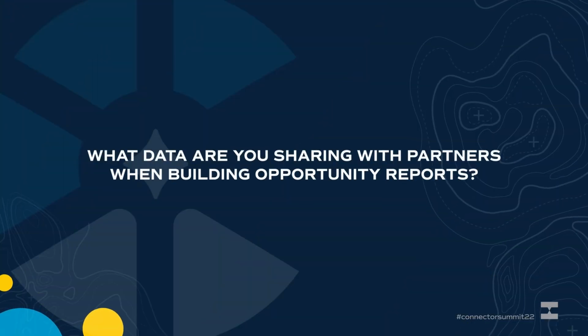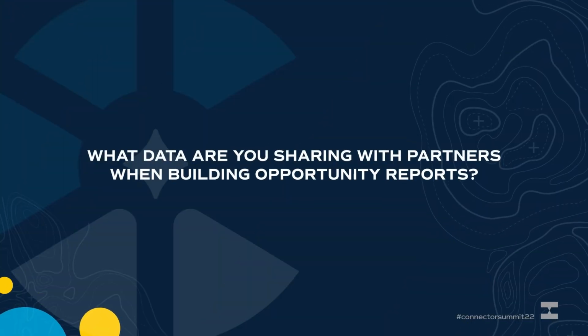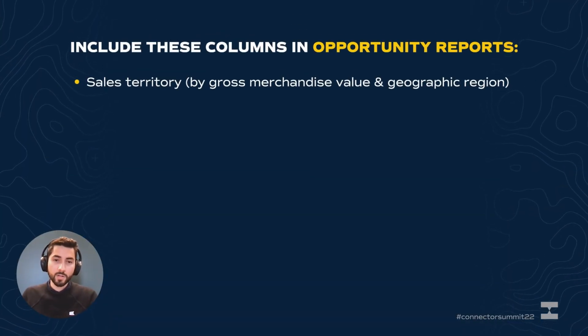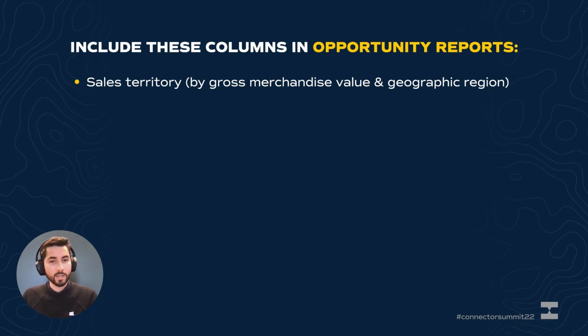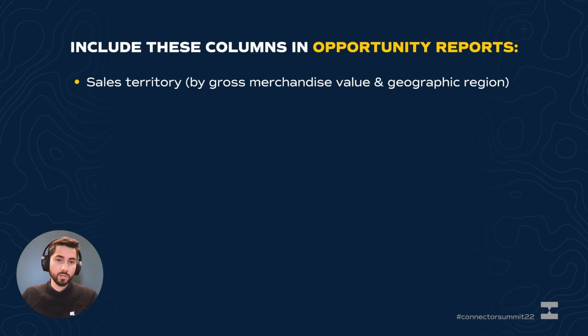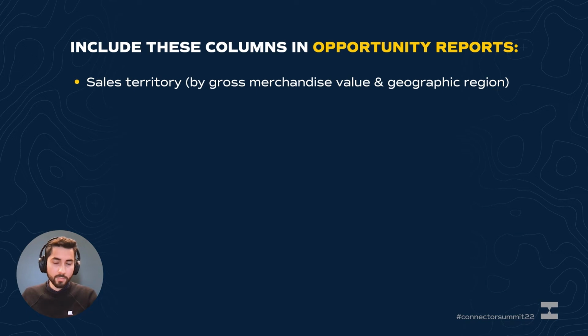So what data are you sharing with partners when building opportunity reports? When we build opportunity reports for partners, some of the columns we share that we find are really helpful in coordinating activities are the sales territory. So for us at Klaviyo, we segment accounts by their gross merchandise value, or GMV, a very common measure for size in the e-commerce industry, and of course, geographical region.